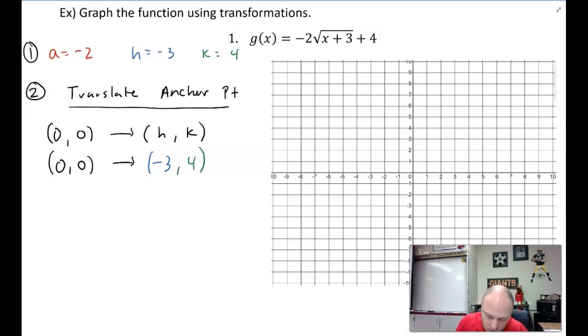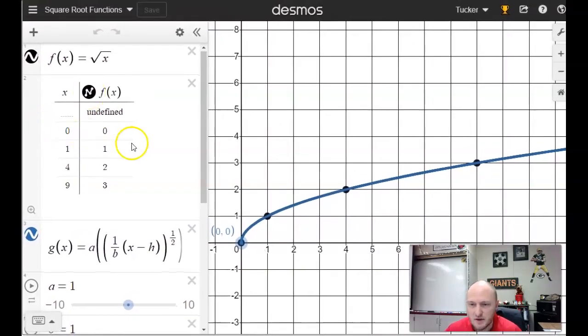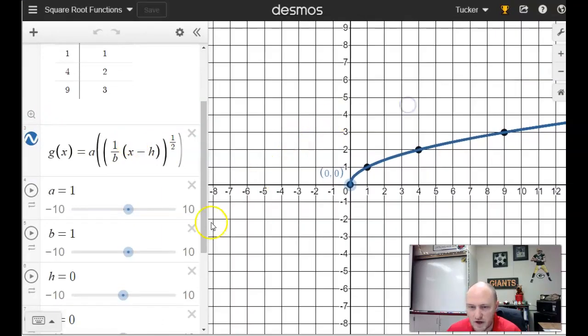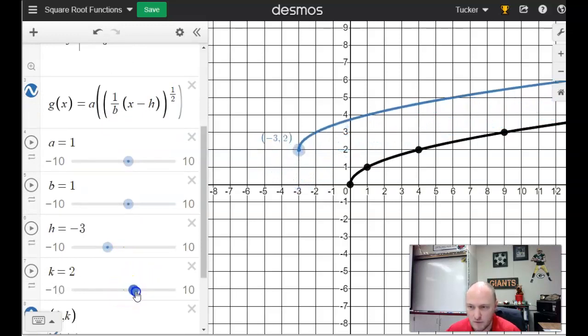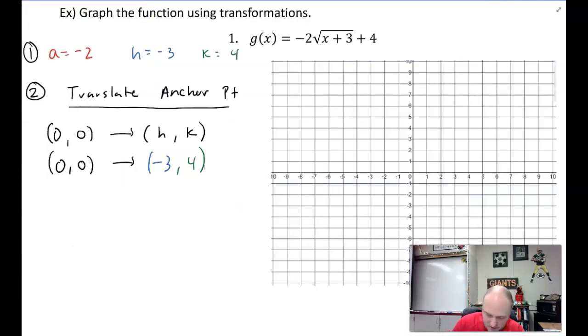Okay? So our anchor point, and I'll go ahead and bring up Desmos for you. So here's the parent function, and let me zoom out a little bit. Our H value is -3, so we're going to the left, -3. And then our K value is 4, so we're going up 4 units. And so we're going to graph that highlighted point here. Okay, so I'm essentially plotting my anchor point. So let's go ahead and plot our anchor point. Okay, left 3, up 4. Here's our first point.